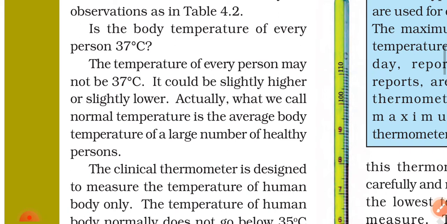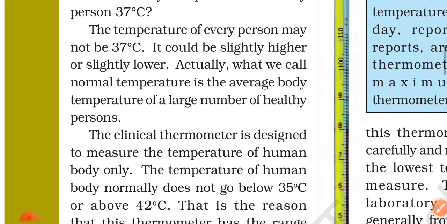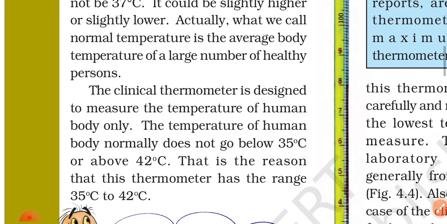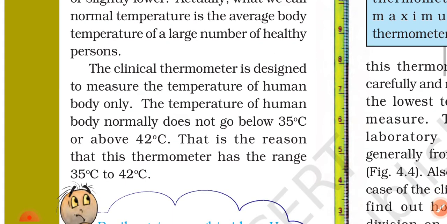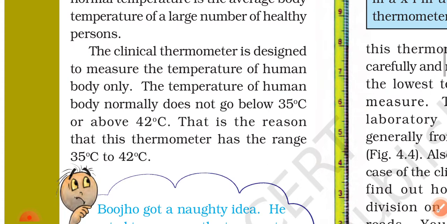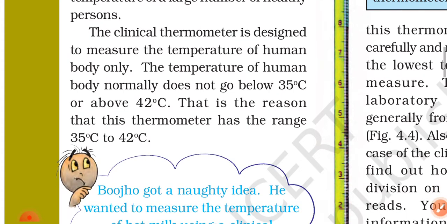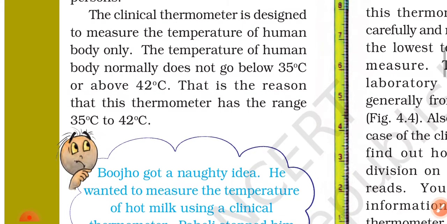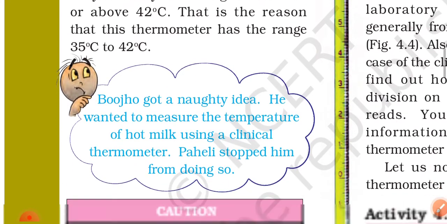Actually, what we call normal temperature is the average body temperature of a large number of healthy persons. The clinical thermometer is designed to measure the temperature of the human body only. The temperature of a human body normally does not go below 35 degrees C or above 42 degrees C. This is the reason that the thermometer has a range of 35 degrees C to 42 degrees C.